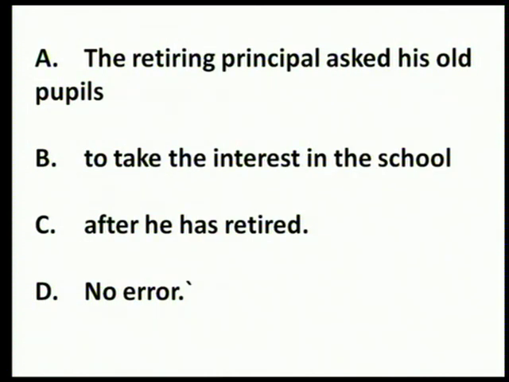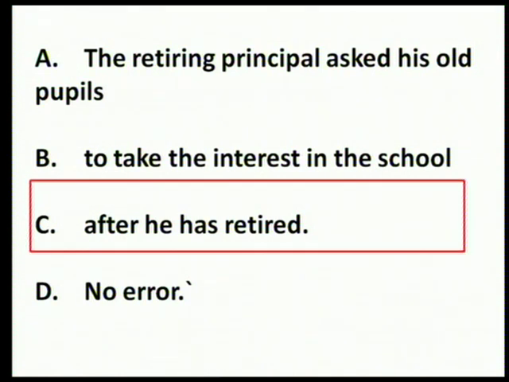Next, the retiring principal asked his old pupils to take an interest in the school after he has retired. Now look at the first sentence. It says the retiring principal asked his old pupils. That means it just happened. So, after he has retired? No, after he retires. He's basically asked the students to take interest in the school even after he retires. So C is where the mistake is. The correct form is after he retires.